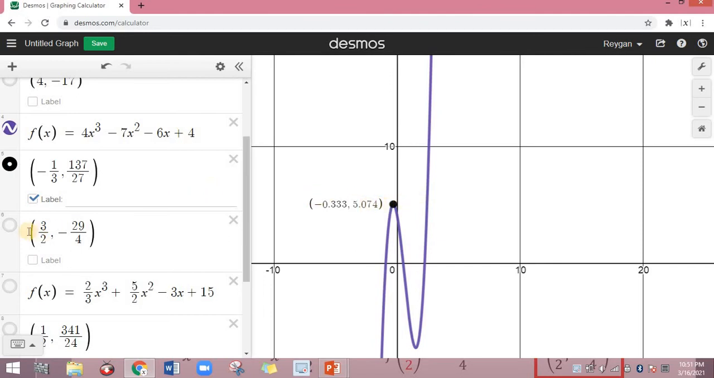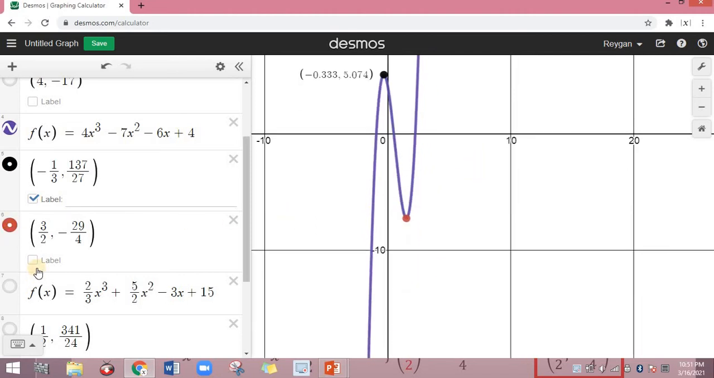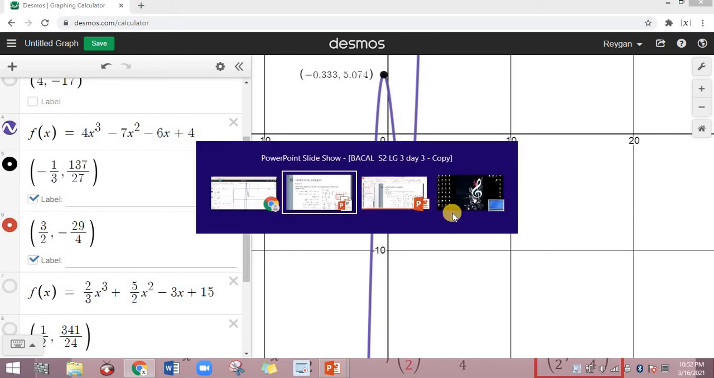Next, yung pangalawang point natin must be 3/2, negative 29/4. So, nasaan naman siya? Nandito siya sa bandang ibaba. So, ito yung ating minimum point. Now, at that point, meron din tayong horizontal tangent line. And we're done. So, balik na tayo dun sa ating discussion.